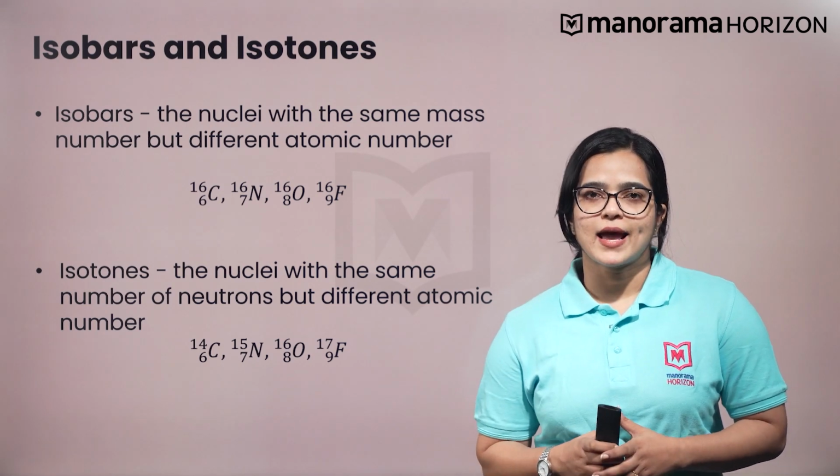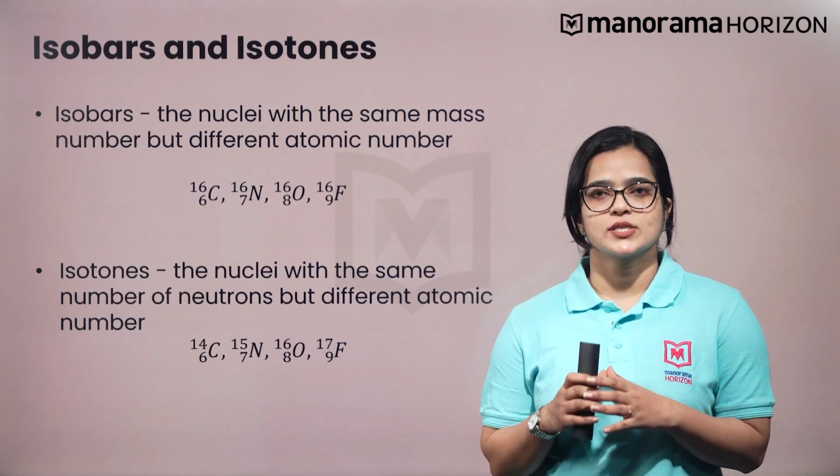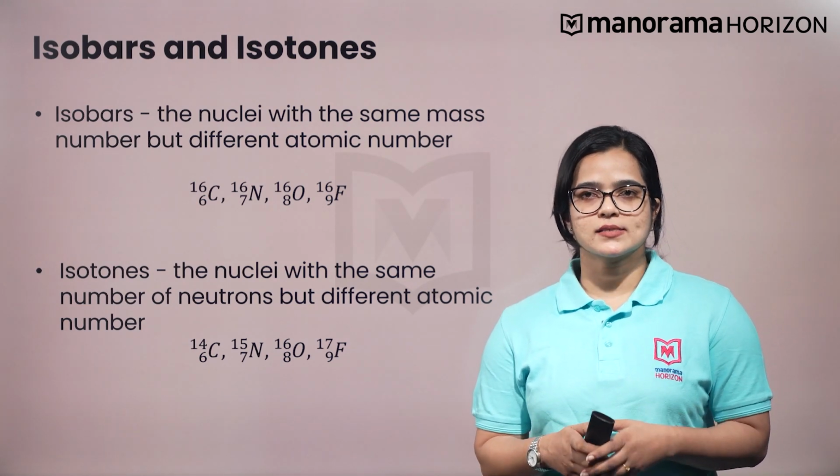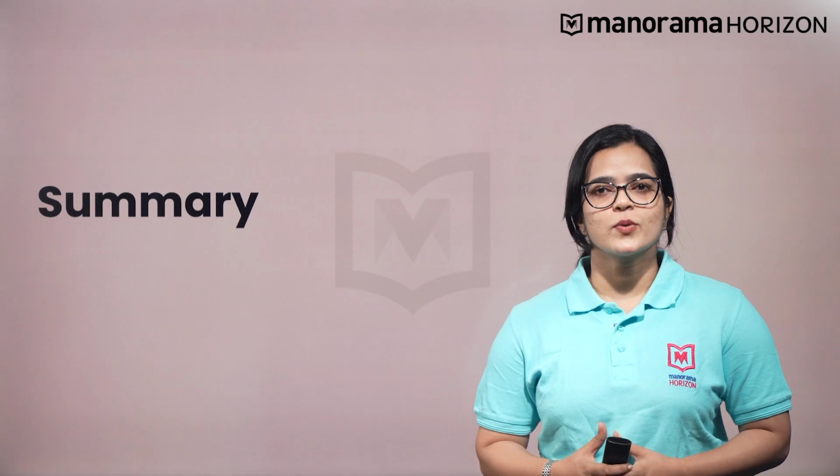16C6, 16N7, 16O8 and 16F9 are all examples of isobars, and 14C6, 15N7, 16O8 and 17F9 are examples of isotones. More on nuclear characteristics, the various properties such as the size, and the relationship between its mass and stability are all discussed in the coming sessions. Let us summarize what we have learned so far.